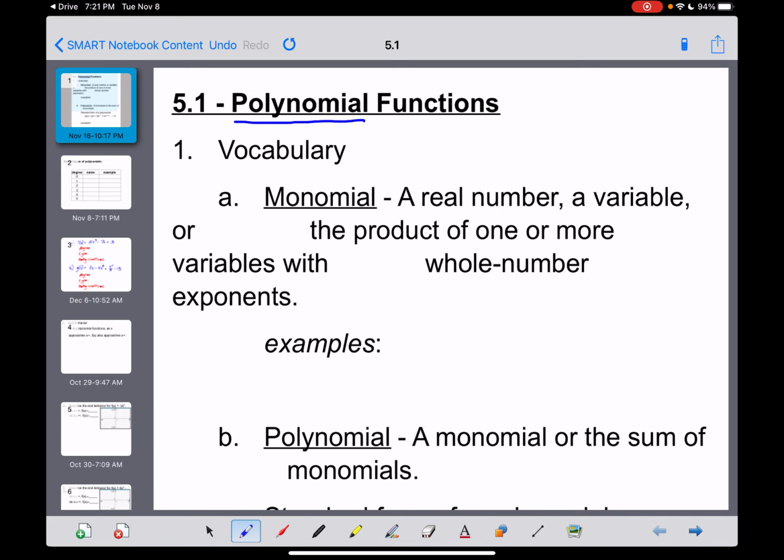Okay, this first slide is a little boring. Sorry, guys. It's a whole bunch of vocab, which we really need to get down at the beginning of a chapter. So the first thing we want to define is a term that I'm thinking you guys have been using for a couple years here, a monomial.